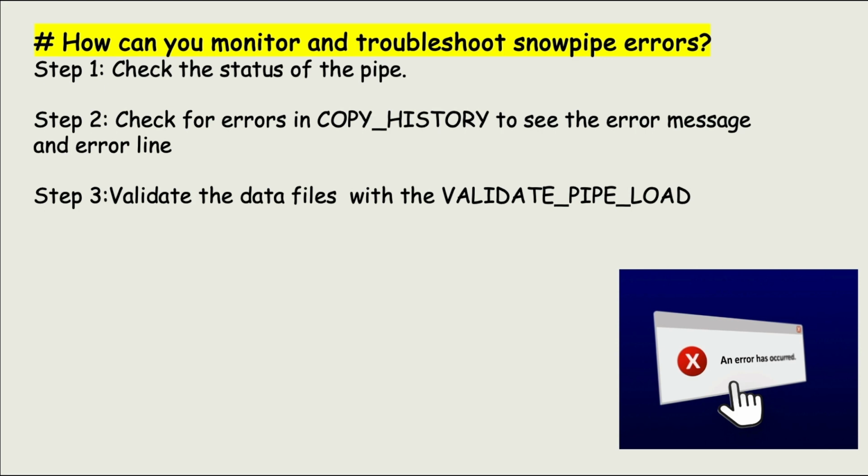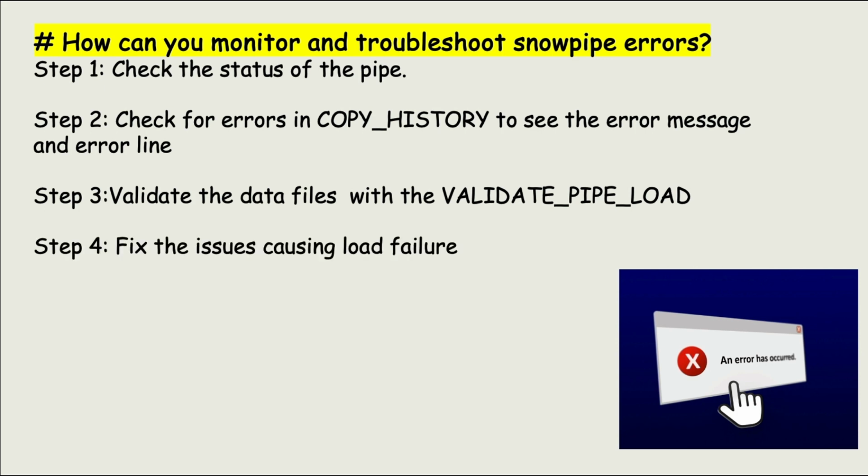For step 3, we will use validate pipe load. The difference between data seen in copy history and validate pipe load is that copy history shows only the first error that has occurred, whereas validate pipe load shows all the errors that occurred when loading the file. This can provide all the necessary information we need to fix all the errors in the file.